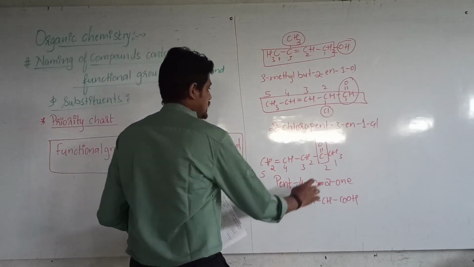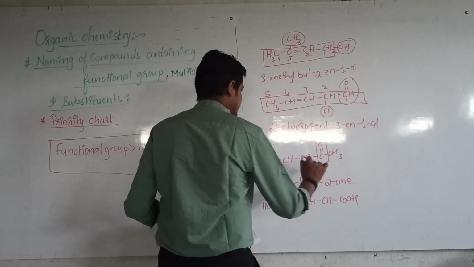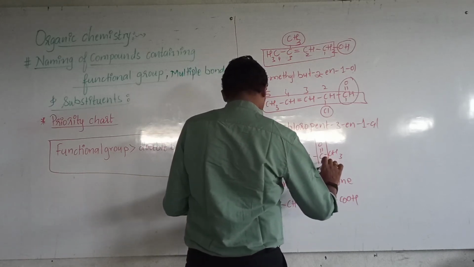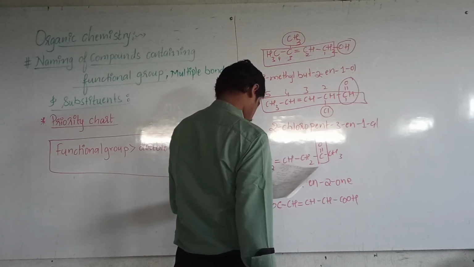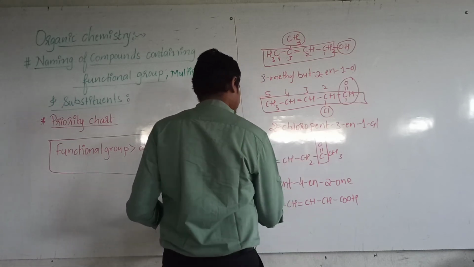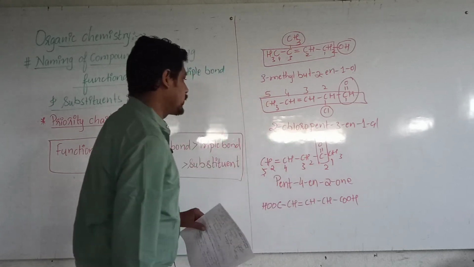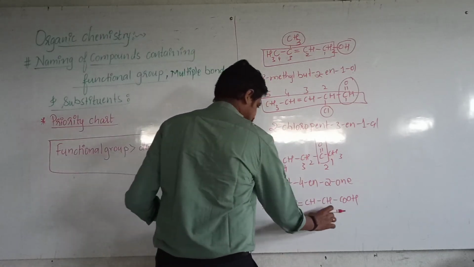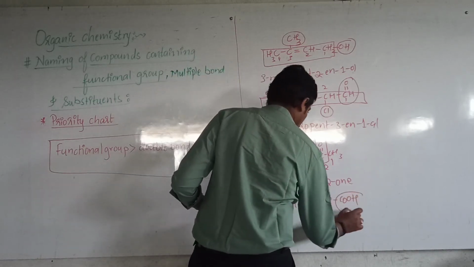Sorry. The numbering is done from this carbon atom, isn't it? Yeah, it is correct. 1, 2, 3, 4. Pent-4-en-2-one. Then the last one: there are two functional groups and one double bond.